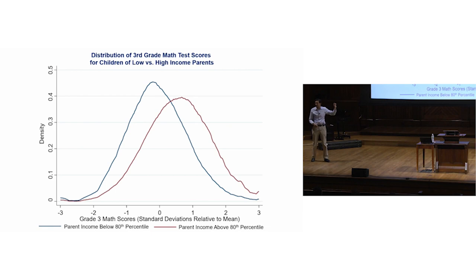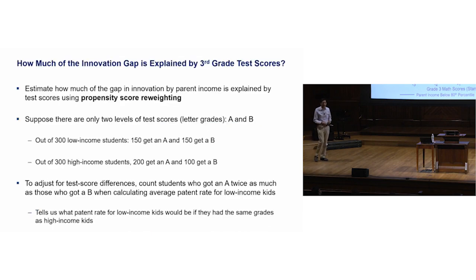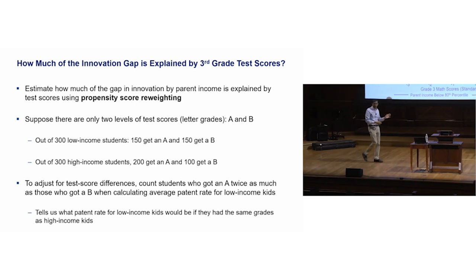For those who are not totally following the details of how this is constructed, we'll go through this in more detail in the section, but basically what this shows is that kids from higher income families tend to have higher test scores on average than kids from lower income families, okay?